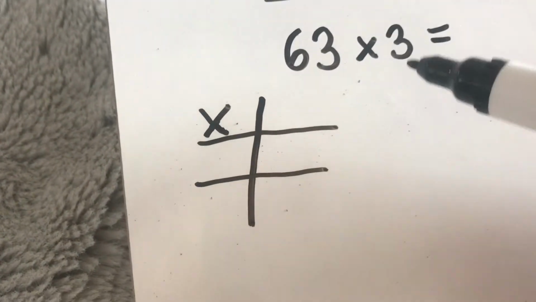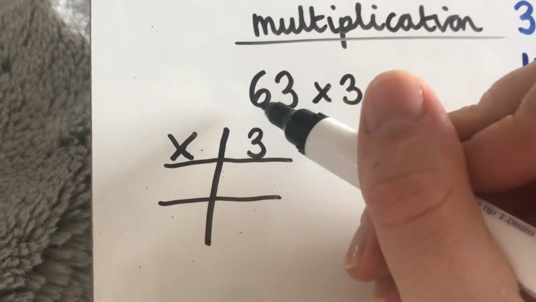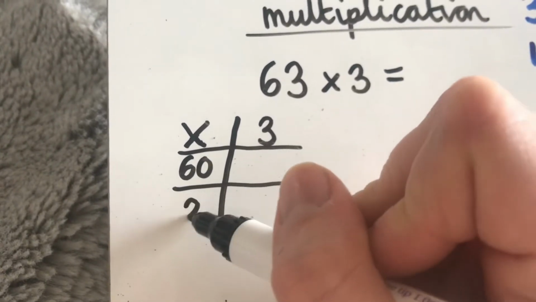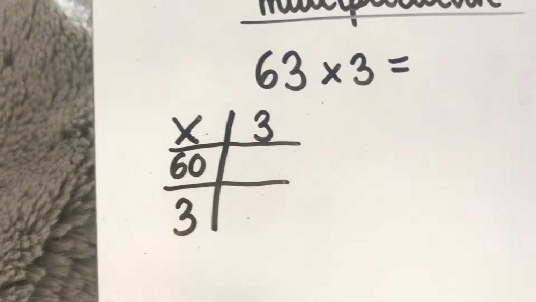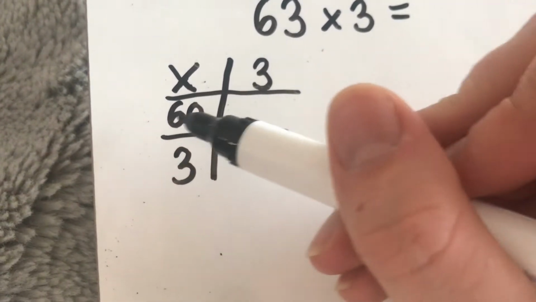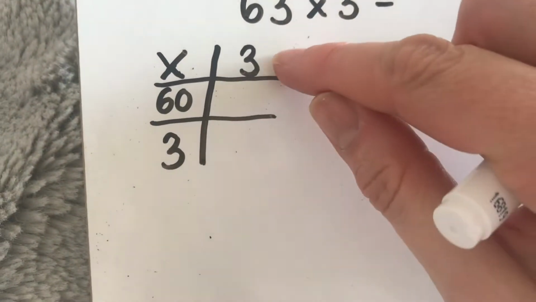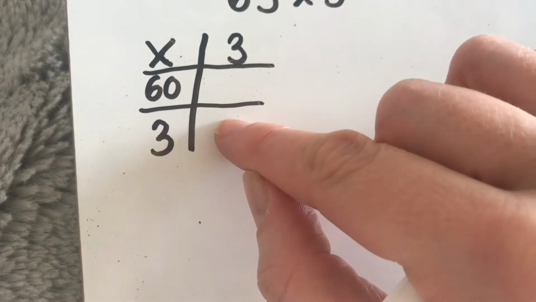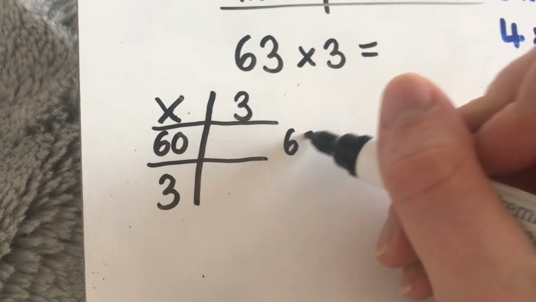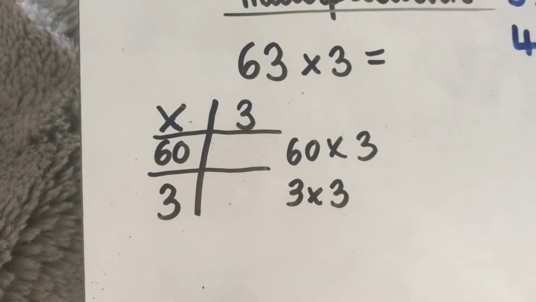So we're going to put our 3 up here and then we're going to partition this number here. So we've got 60 and then 3, yeah, 63, okay? So for this box here, this is where you're going to write the answer for 60 times 3, okay? And this one down here would be 3 times 3. So this one's 60 times 3, this one is 3 times 3, okay?